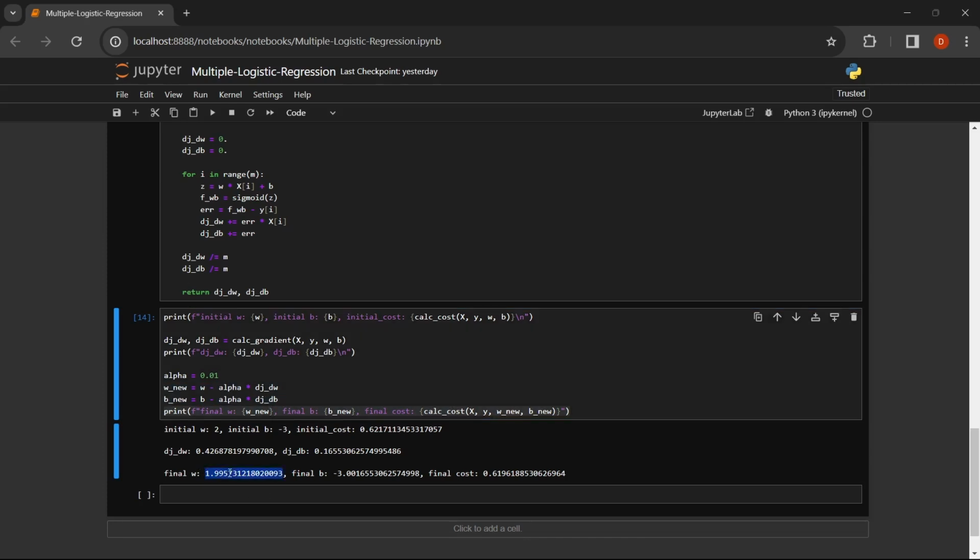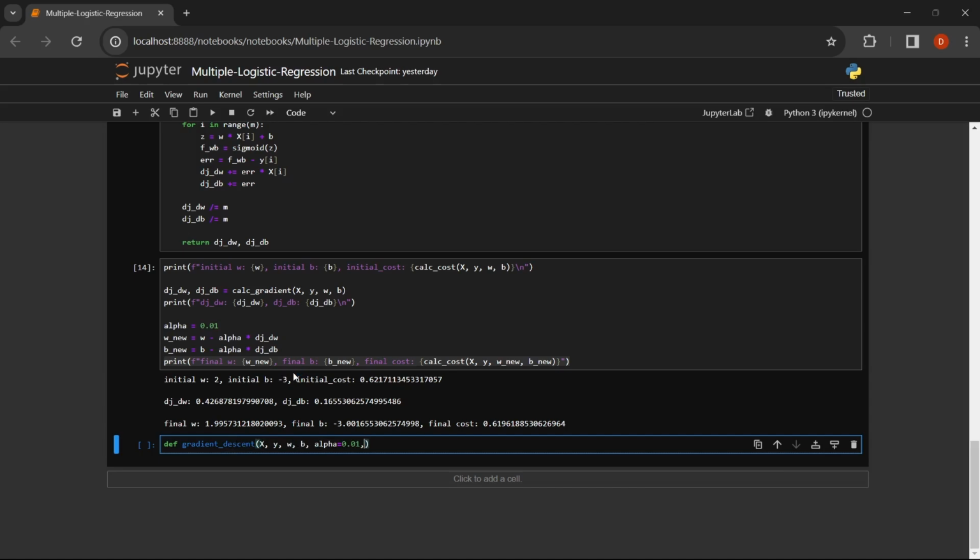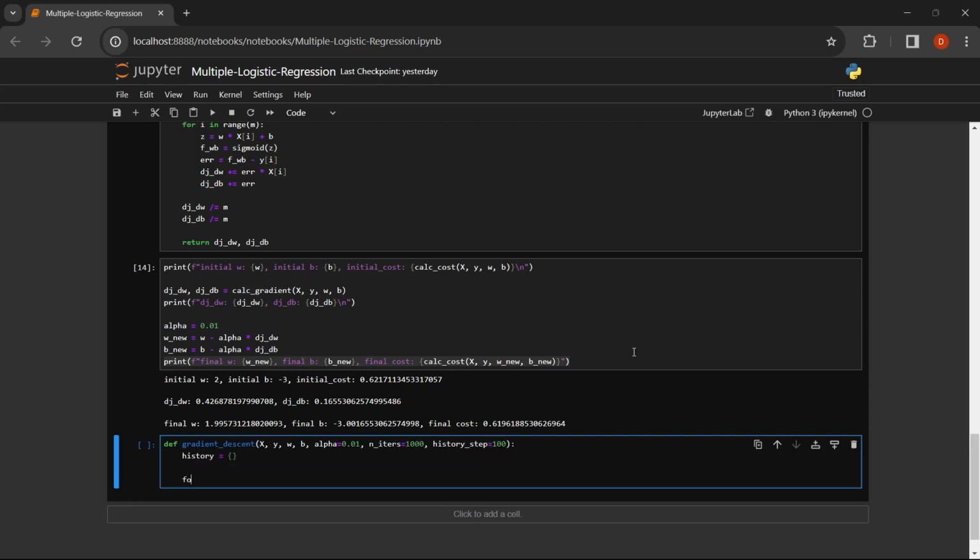So it looks like our weight and bias dropped by a small amount, and that also lowered our cost. So it looks like our calculate gradient function worked, and we're ready to move on to gradient descent.